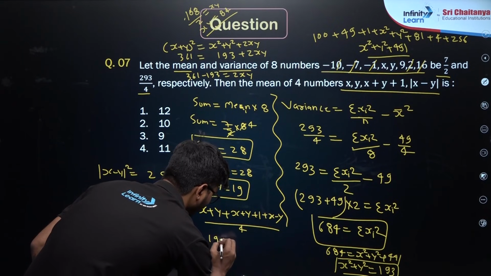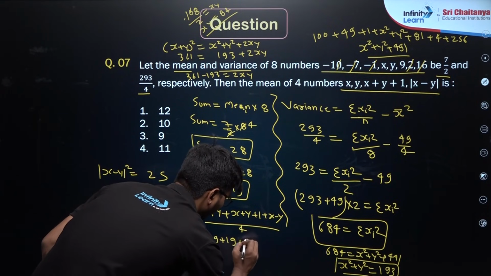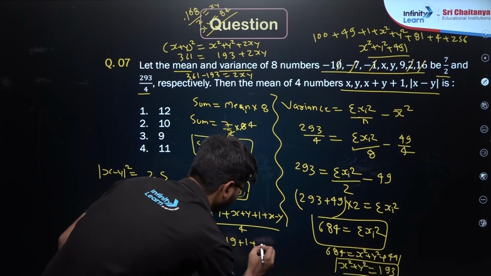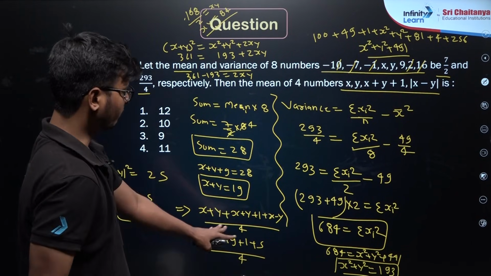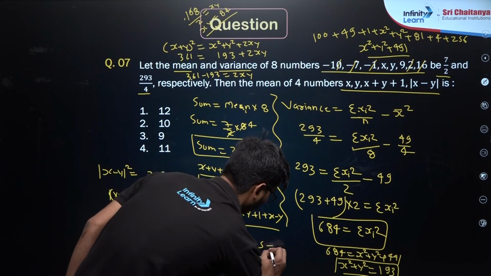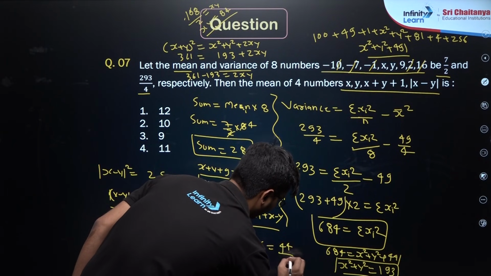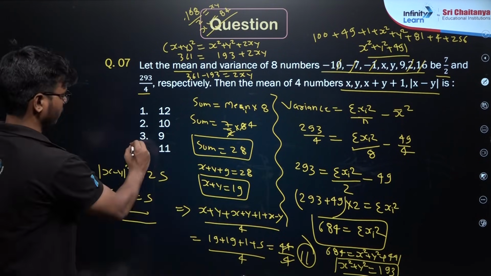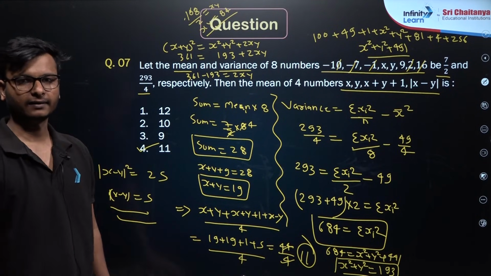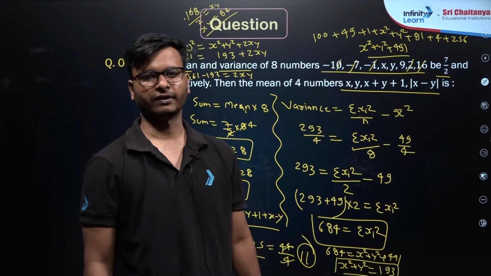So it will be 19 plus 1 plus 5x minus y upon 4. 19, 19, 38, 38 plus 6 is 44. So it will be 44 upon 4. So we are going to get 11 as the answer. Okay? Correct? Let's go for the next.